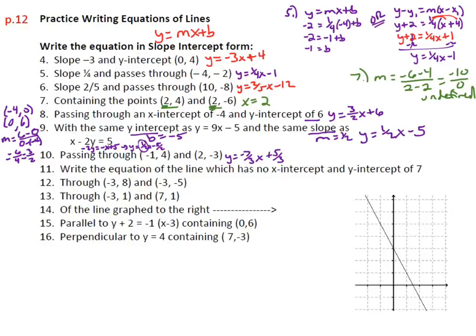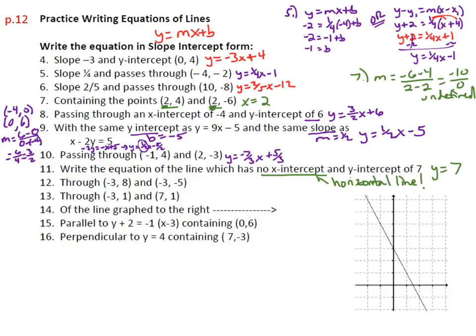For number 11, we definitely want to talk about this one. Write an equation of the line that has no x-intercept and a y-intercept of 7. Well, anytime they're saying no x-intercept, this is our clue that we have a horizontal line. And if our y-intercept is at 7, that means our horizontal line is going to have the equation of y equals 7. No work really involved in that one.